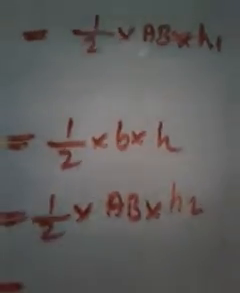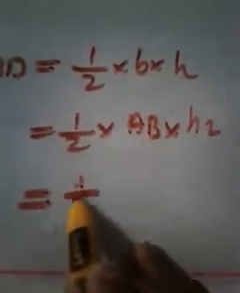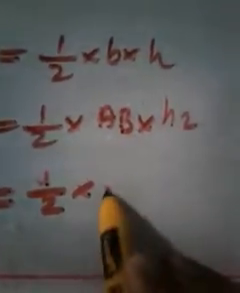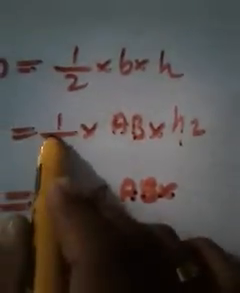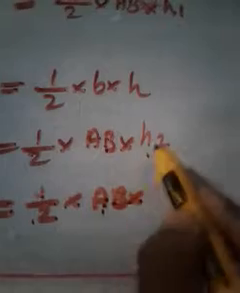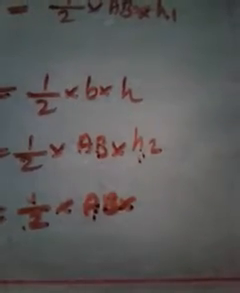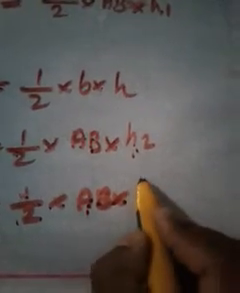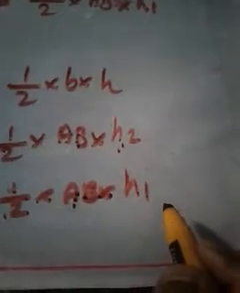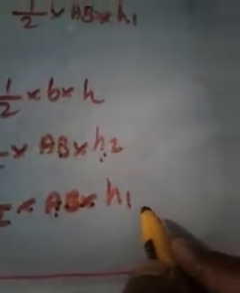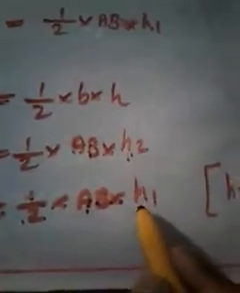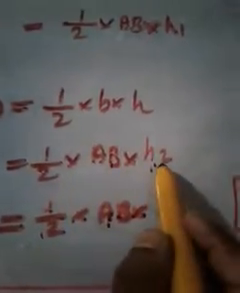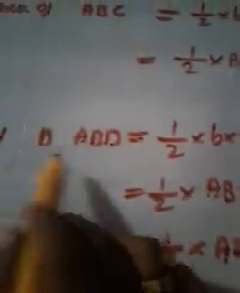I'm not going to stop here. Let me continue. Half as it is, AB as it is without any change. Can I write H1 instead of H2? Why? Because H2 and H1 are equal. Half into AB into H2 was the area of triangle ABD.